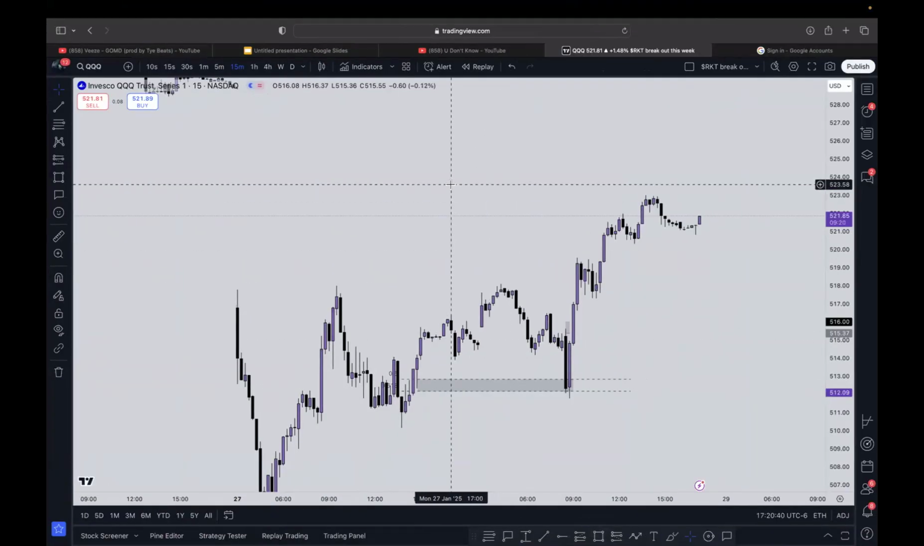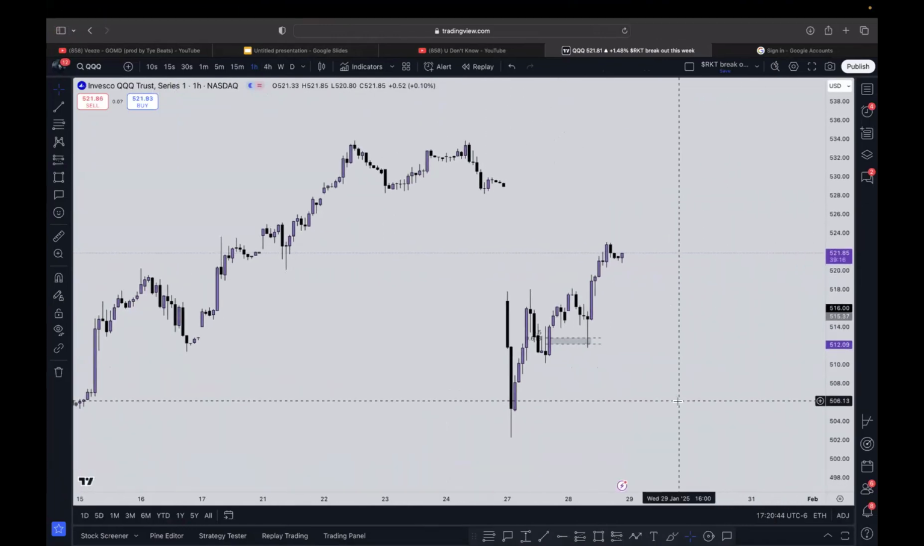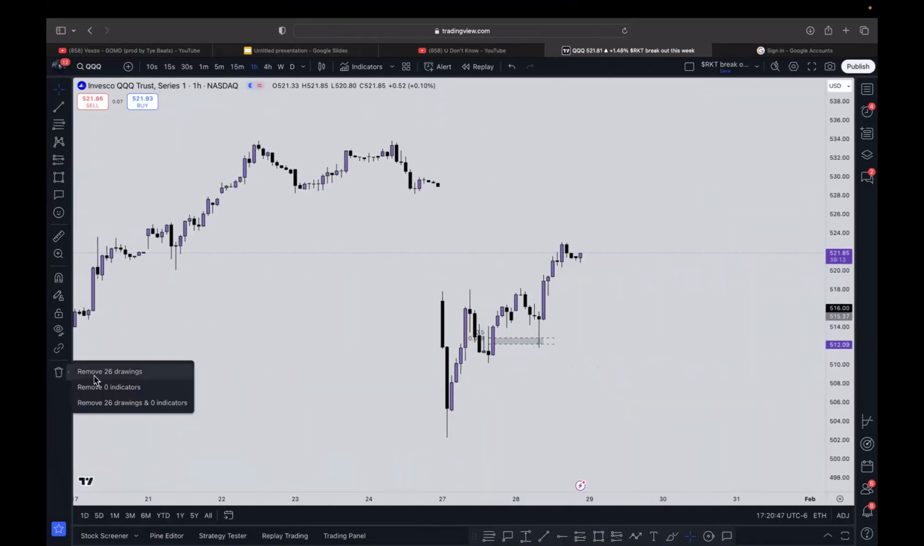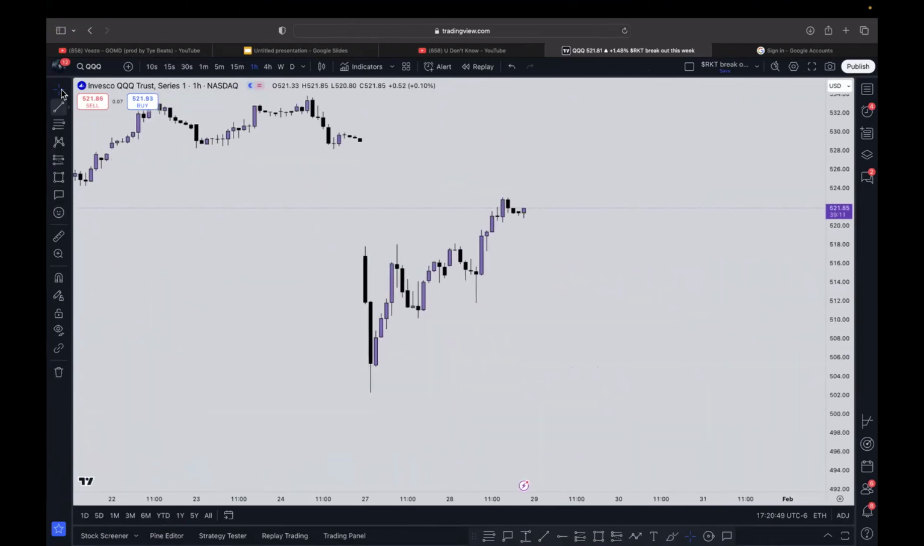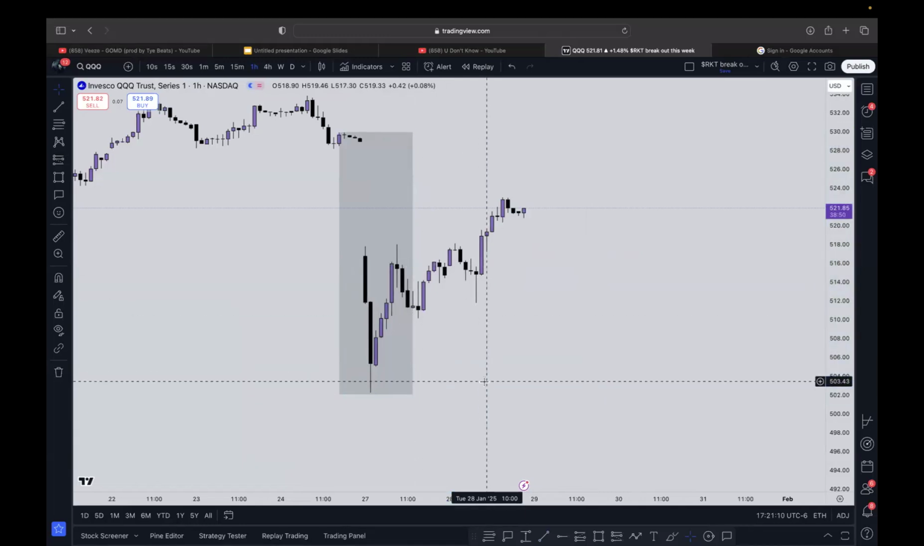All right, so let me go to a diagram. All right, so let's go to QQQ today. All right, so we see we have price still in this bearish range. So everything inside of this bearish range is considered internal. So technically, since price is moving up on a 1 hour time frame, we are still bearish.